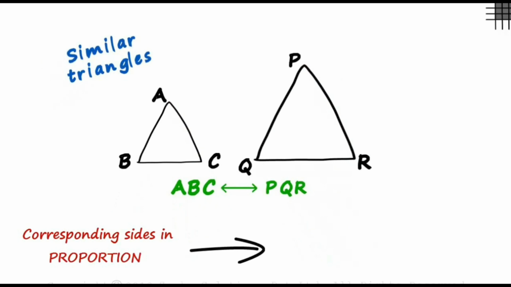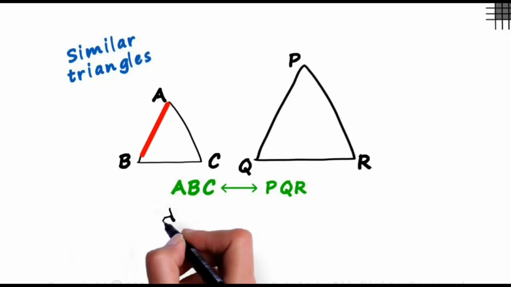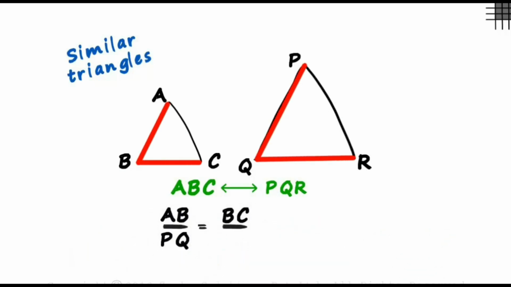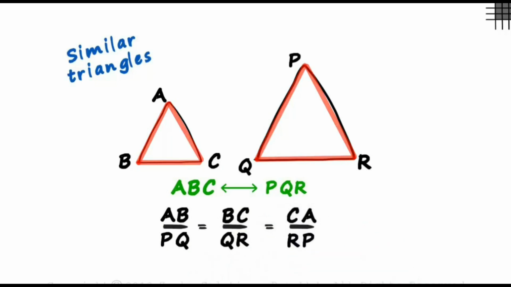Corresponding sides in proportion means the ratio of all three pairs of corresponding sides will be equal. The ratio of AB to PQ is equal to BC to QR is equal to CA to RP. AB and PQ are corresponding sides, BC and QR are corresponding sides, and CA and RP are also corresponding sides.